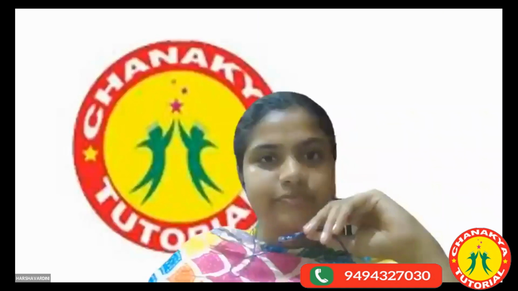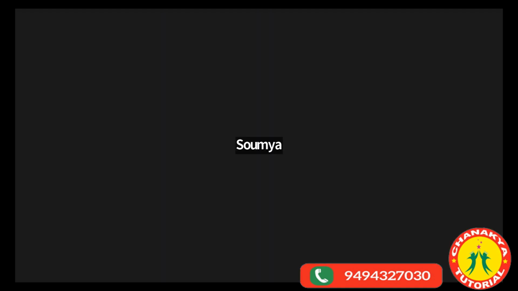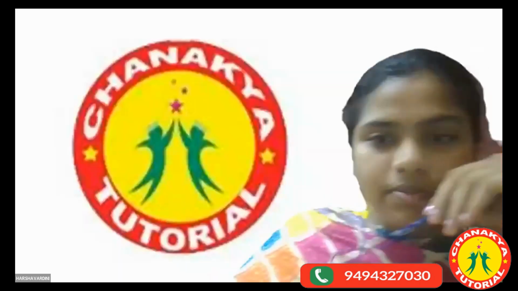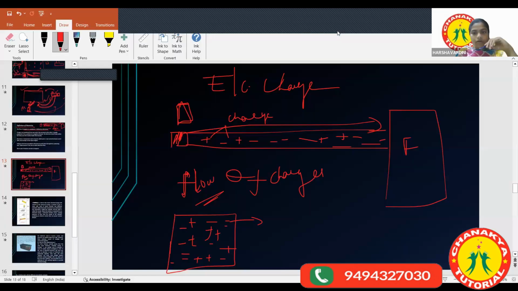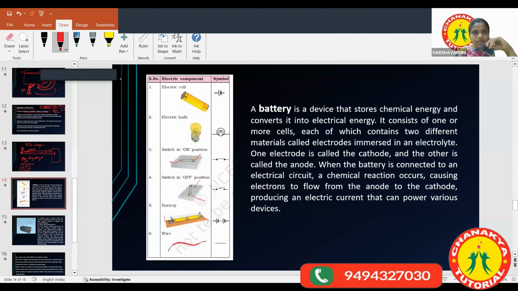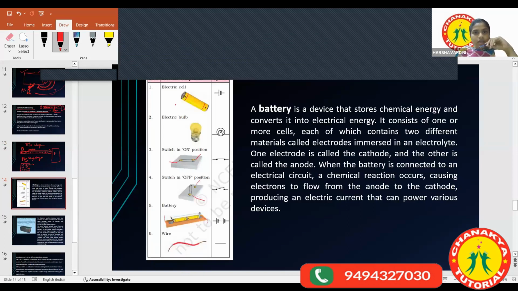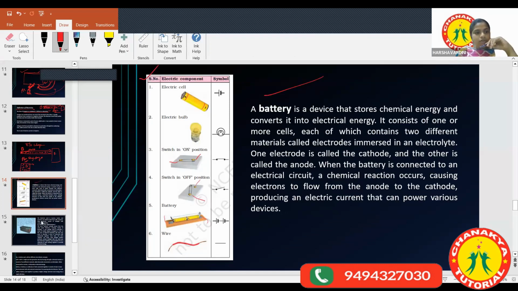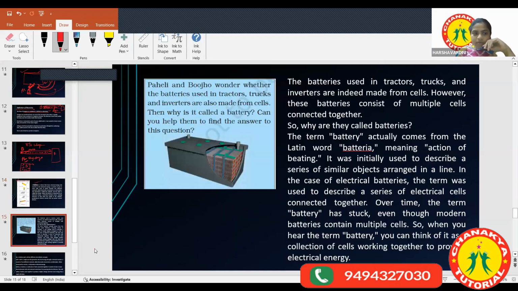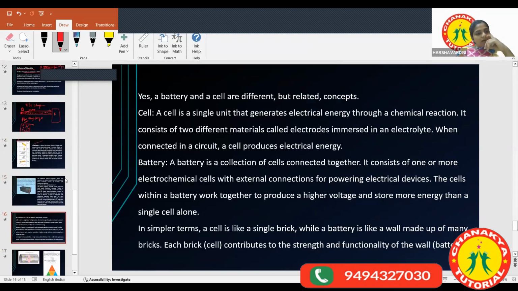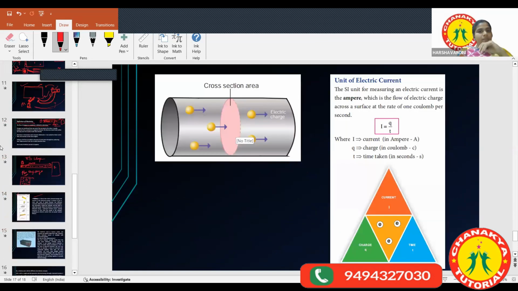Very nice. I thought of giving you some problems today, but we don't have time. I thought of explaining the electric component symbols, what is a battery, and the difference between a battery and a cell. My screen share is loading. See, actually, this picture.